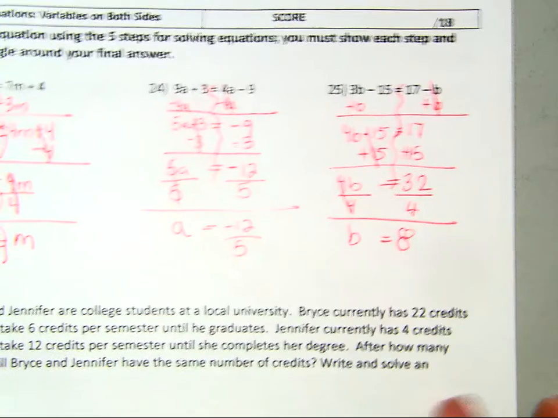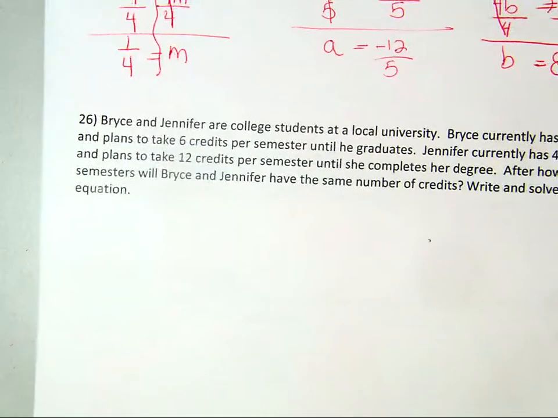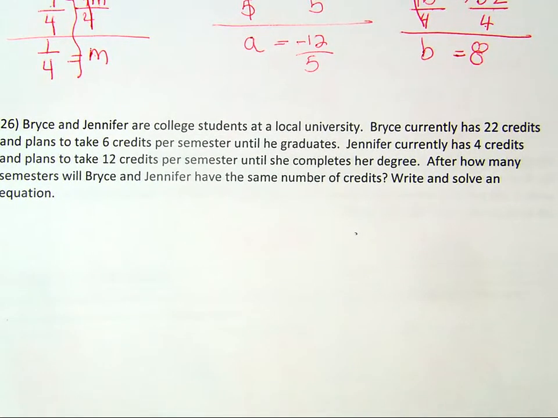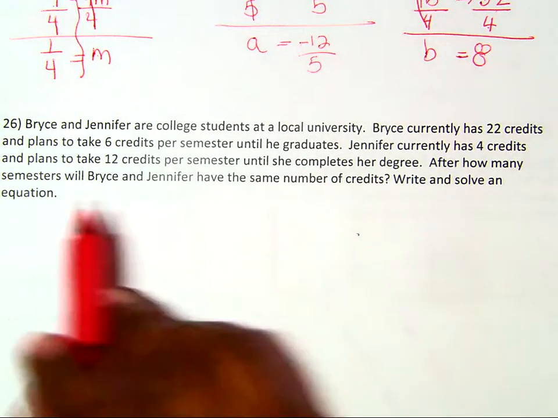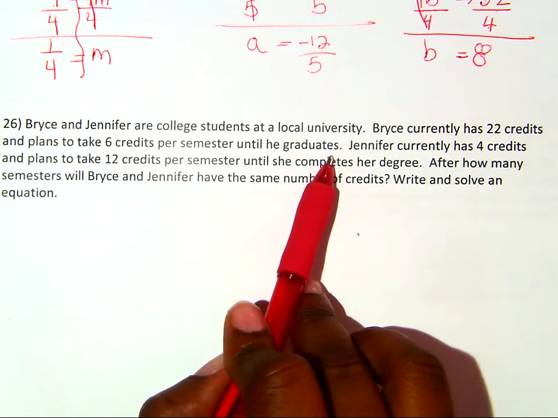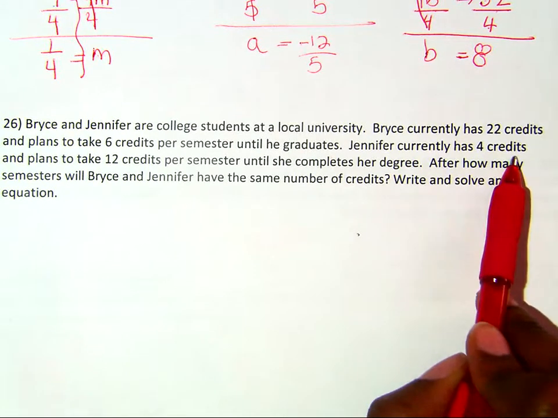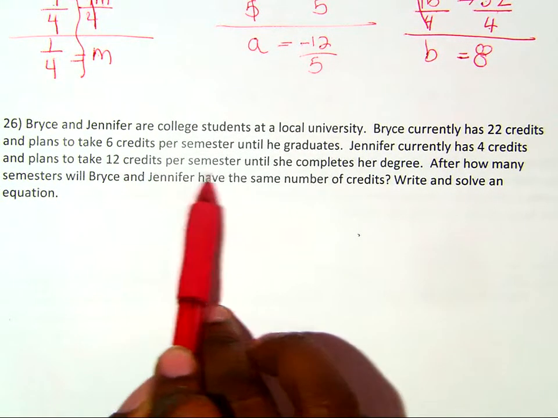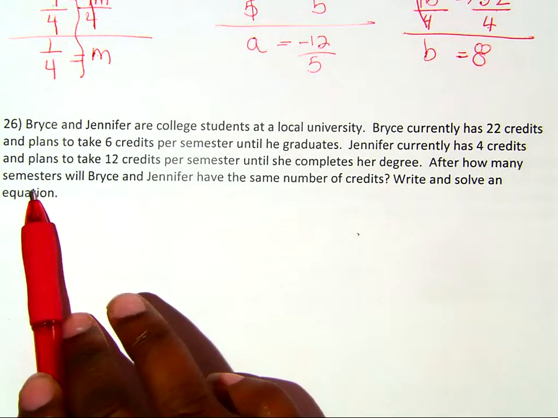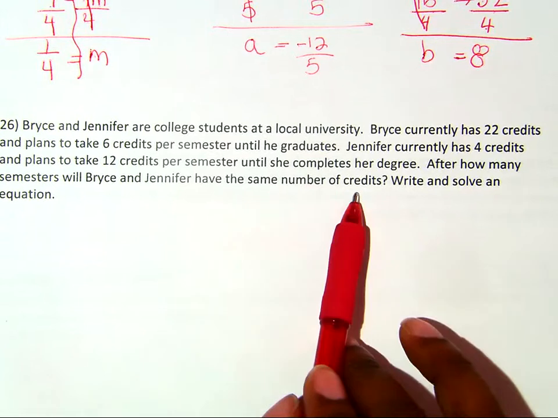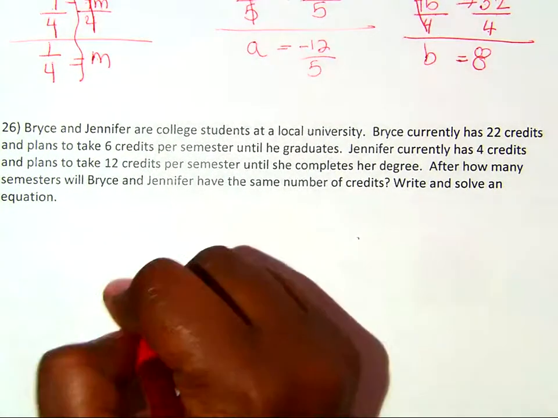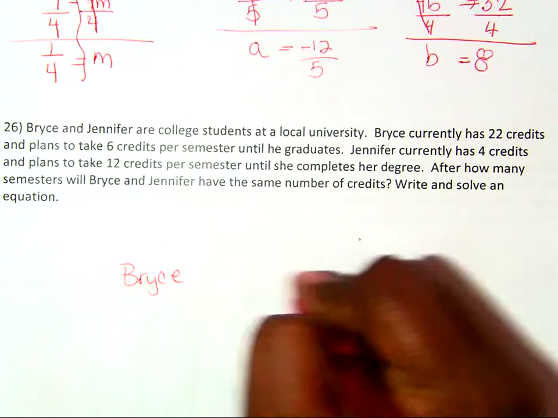Another word problem. Bryce and Jennifer are college students at a local university. Bryce currently has 22 credits and plans to take 6 credits per semester until he graduates. Jennifer currently has 4 credits and plans to take 12 credits per semester until she completes her degree. After how many semesters will Bryce and Jennifer have the same number of credits? Write and solve an equation. So on one side is Bryce, and on the other side, I'm trying to get them to equal Jennifer.